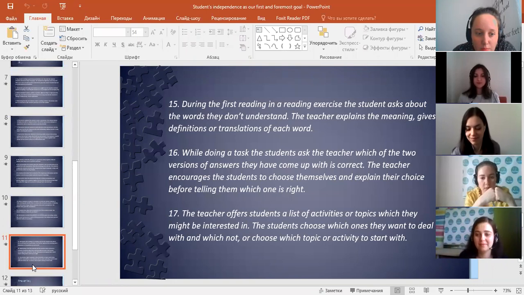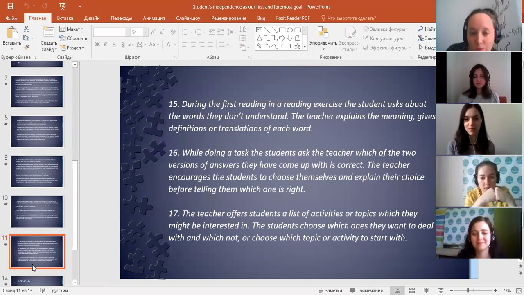I think it's better to ask this before the lesson, before you start planning the lesson, about the topics, for example, but not during the lesson, especially about the order of activities. I think the teacher knows better which order it should be.